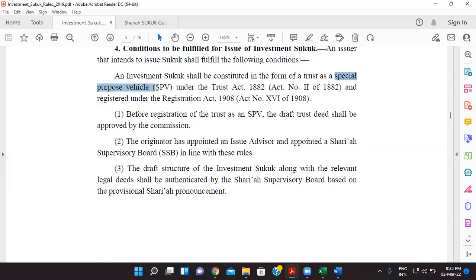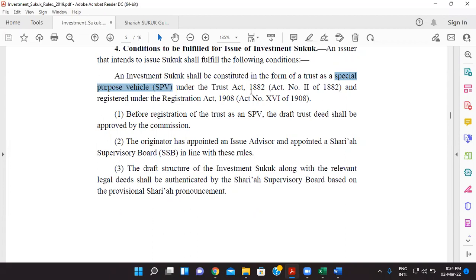Who are you? You are the originator. So you are the originator of the sukuk. You are the originator because ultimately you will use the proceeds of the sukuk, and you are planning to raise financing through sukuk. So you have to create a trust institution. Here we are saying that this is a special purpose vehicle. So what is the main purpose of this trust? The main purpose of this trust is to protect the interest of the sukuk holders, the primary purpose. But what is the secondary purpose?